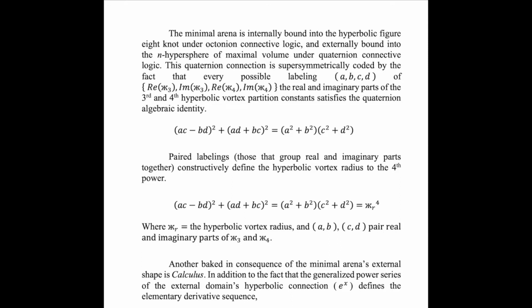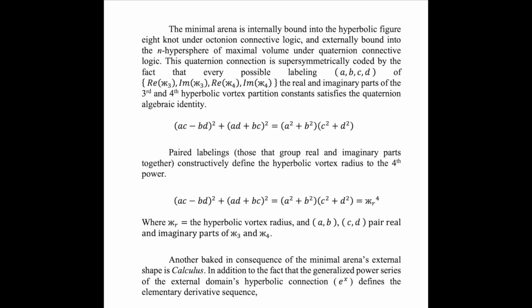This quaternion connection is supersymmetrically coded by the fact that every possible labeling, A, B, C, D, of the real and imaginary parts of the 3rd and 4th hyperbolic vortex partition constants satisfies the quaternion algebraic identity. The square of AC minus BD plus the square of AD plus BC is equal to the product of A squared plus B squared and C squared plus D squared.